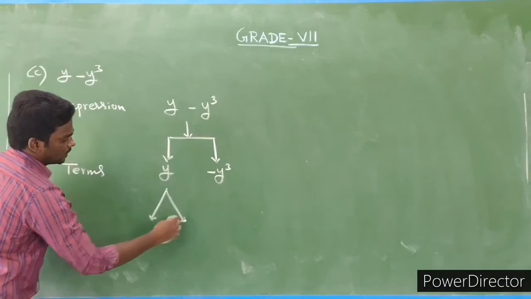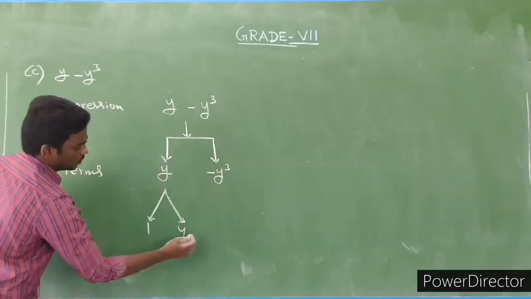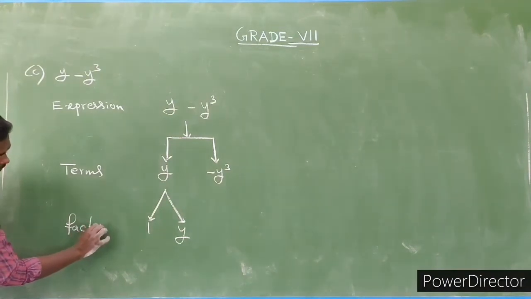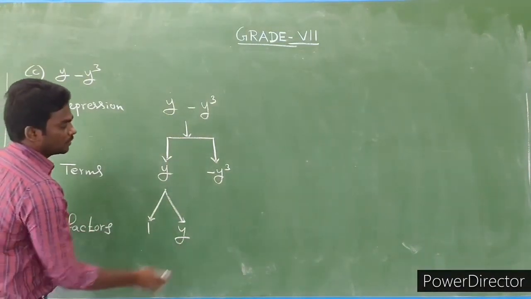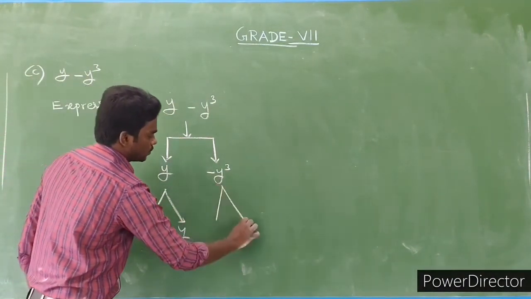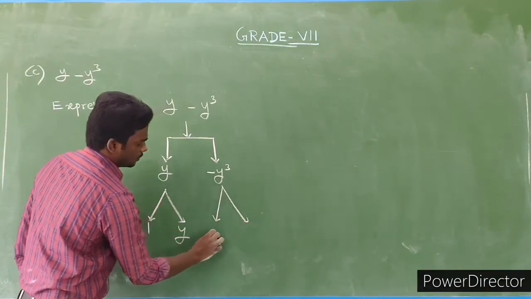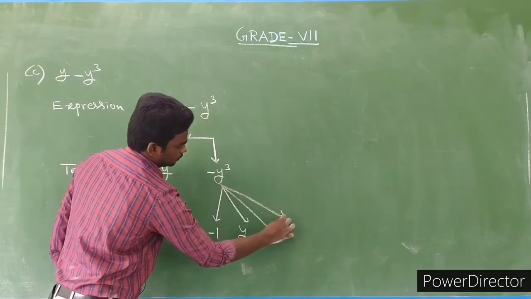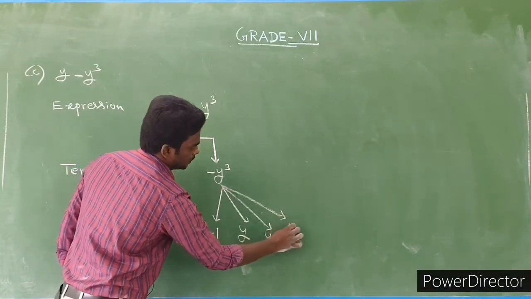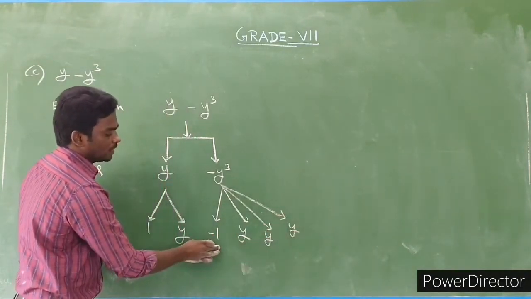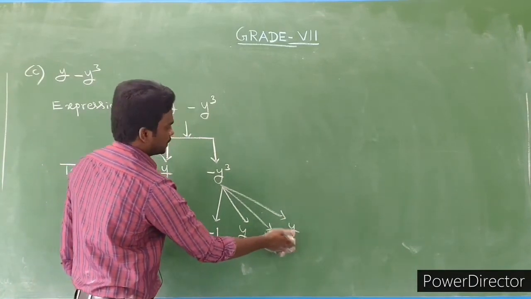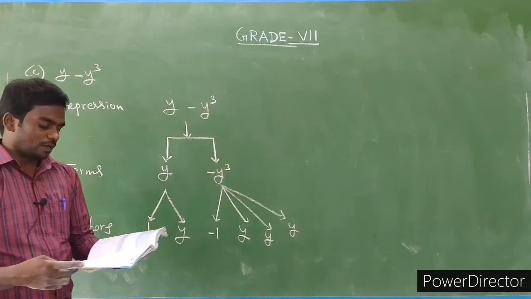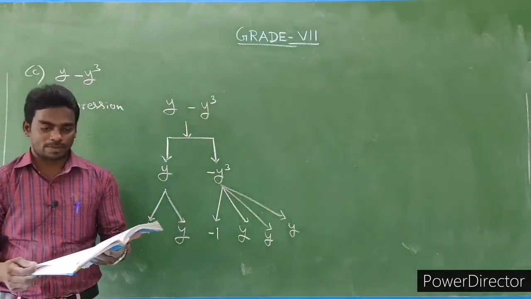The factors of y are 1 into y. Next, the factors of minus y cube are minus 1 into y into y into y, which is minus y cube. So next, the remaining questions are homework in your second pattern.